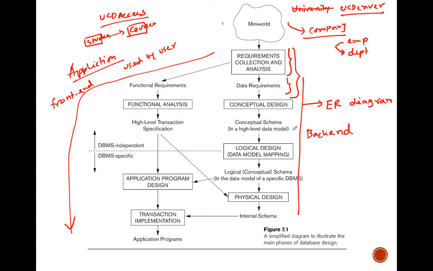From that conceptual schema, which works as a very high-level data model, it will just give you an idea about the list of entities and how they should interact with each other. Now using that conceptual schema, the database designer can come up with a logical design. A logical design is something that we see in our relational model.